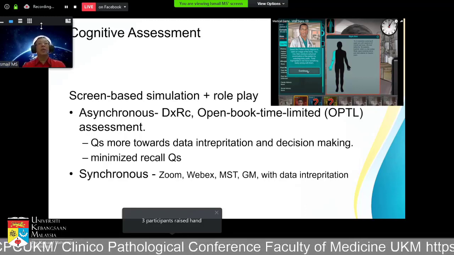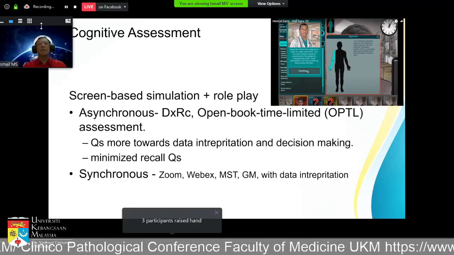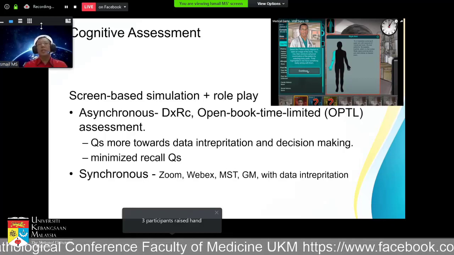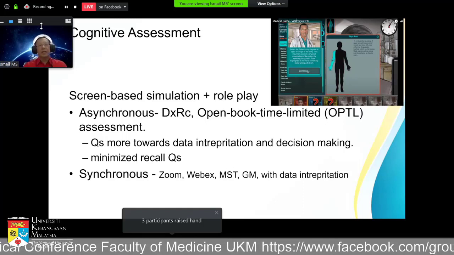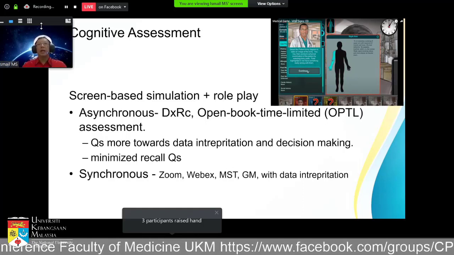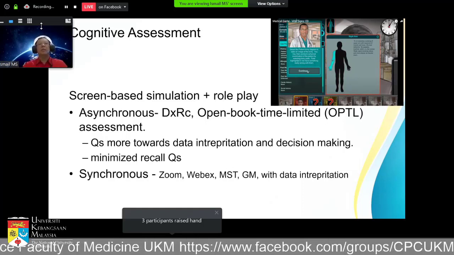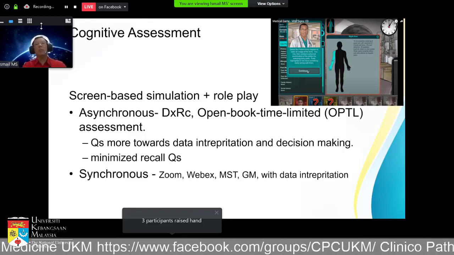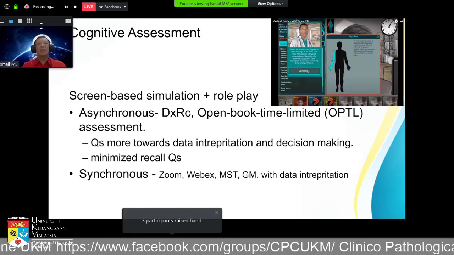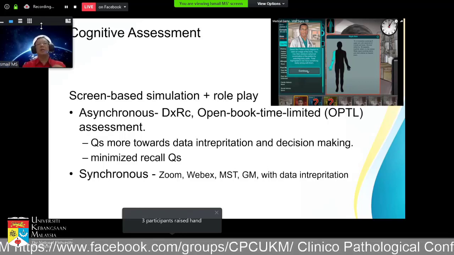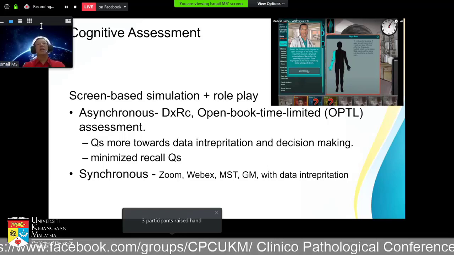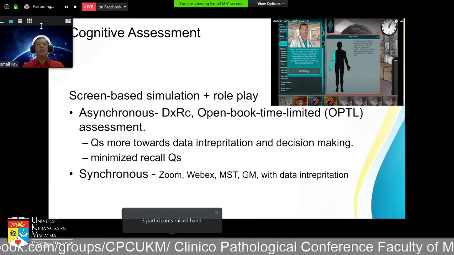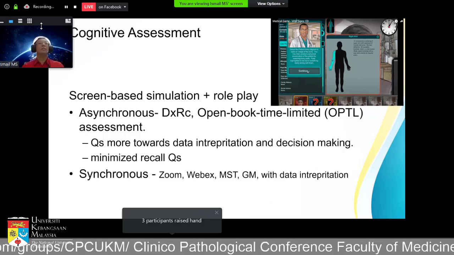Or if you want to do an asynchronous thing, we can do one of this in terms of assessing knowledge. We can do open book time limited. I call it OPTL assessment, where we give question and then we limit the time, and basically we can put questions more towards data interpretation or decision making, so that even though it's open, there will be no pages that they can go through and basically just fish out the answer from there. And we have to minimize recall questions. So this is one if you want to do assessment in terms of cognitive with asynchronous technique.